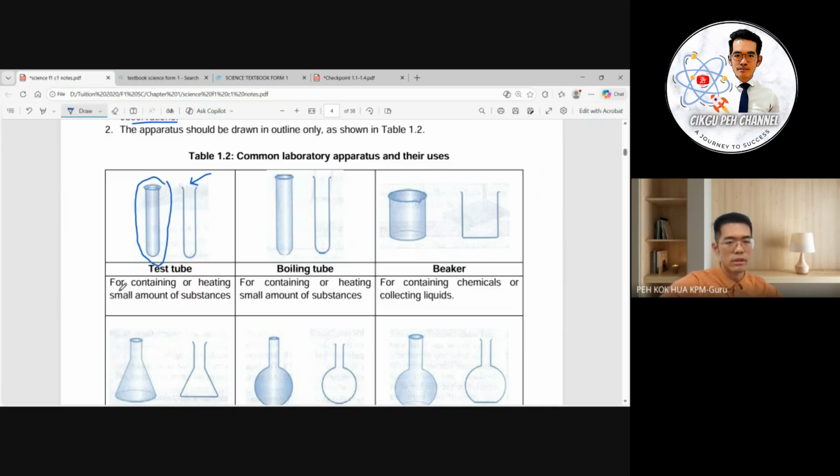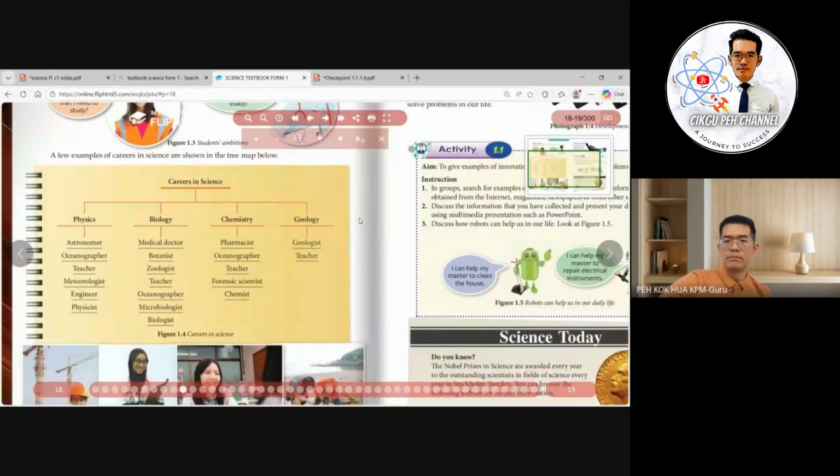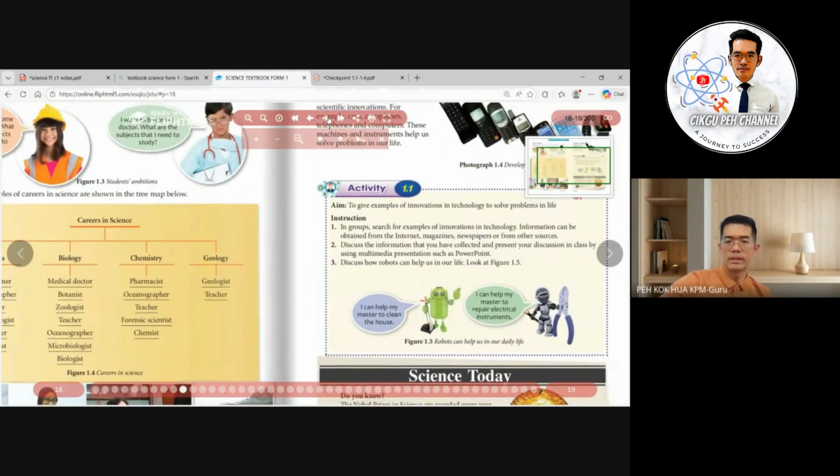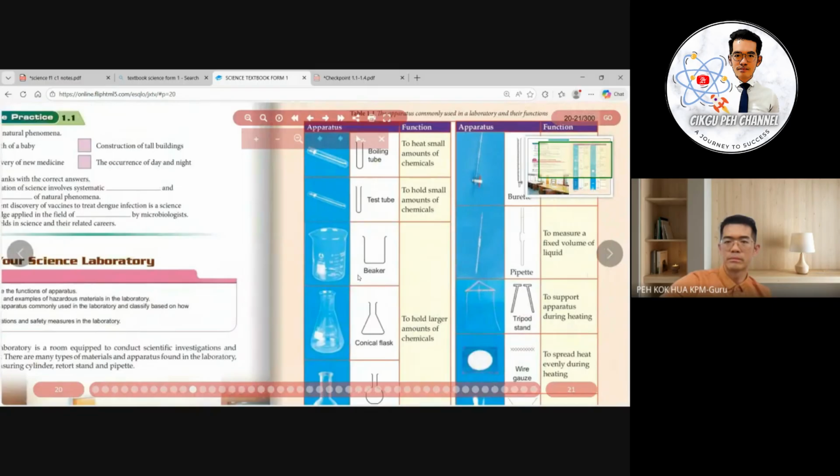So for containing or heating small amount of substances, the function here will be 装或是烧少的物质. So boiling tube for containing or heating small amount of substances. I think here more on boiling now. Okay, I think I will check back from the textbook.